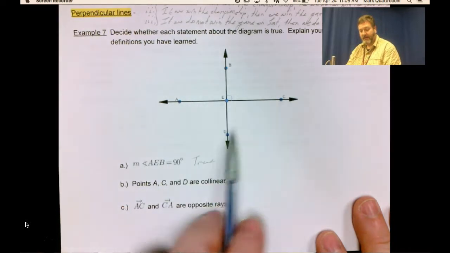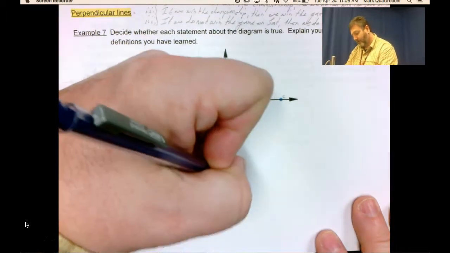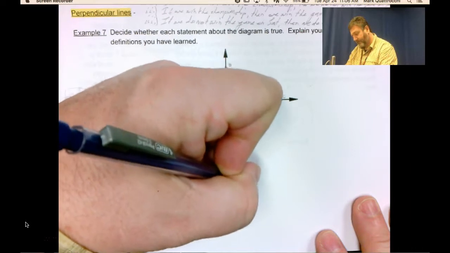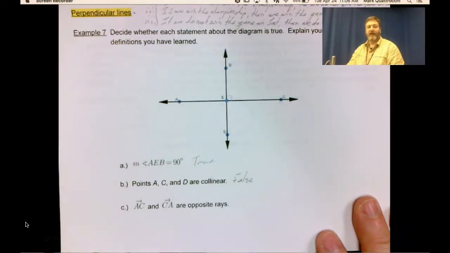Okay. Points A, C, and D are collinear. A, C, and D. Collinear. False. They do not line up on the same line. They are not collinear by the definition of collinear.